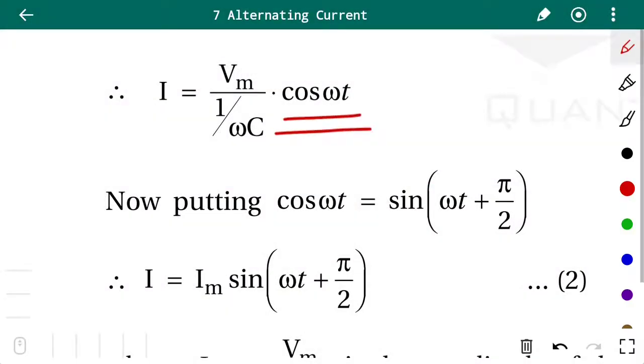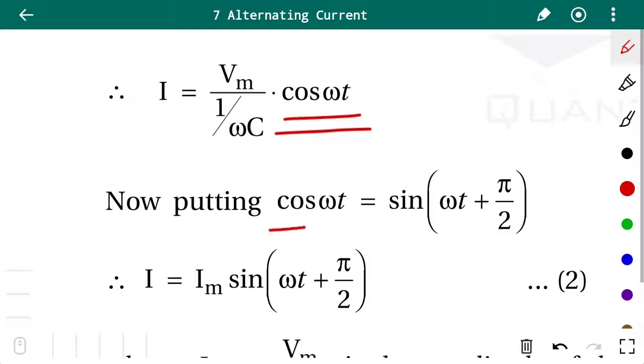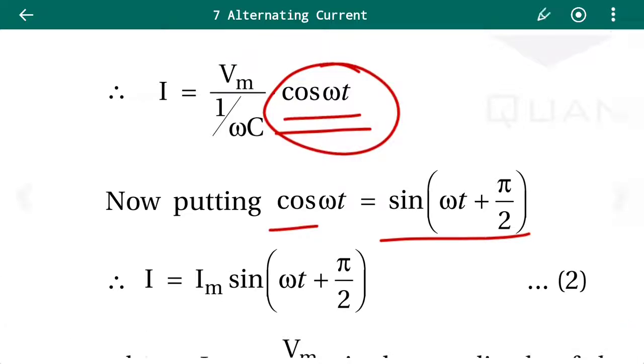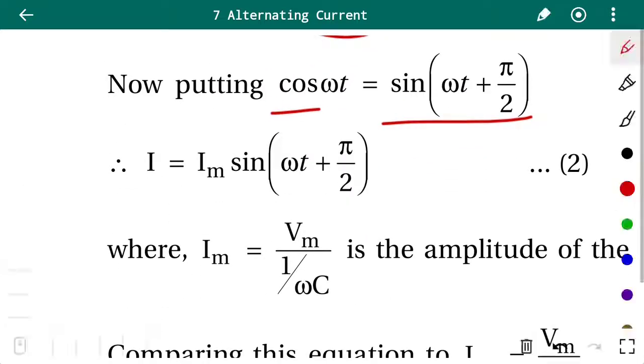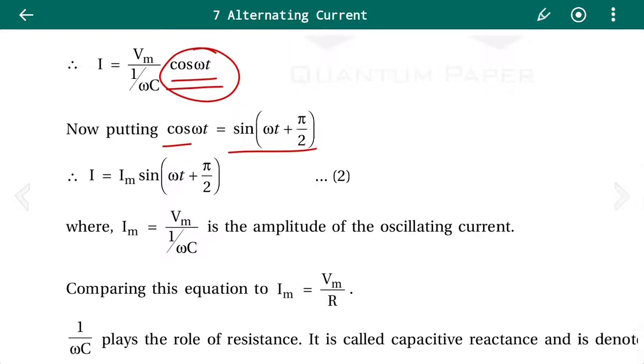Writing the cos term in terms of sin omega t, we know that cos theta equals sin theta plus 90 degrees. Here, instead of theta we have omega t, so cos omega t equals sin omega t plus pi by 2. So these equations can be rewritten as I equals Im sin omega t plus pi by 2, where Im equals Vm upon 1 by omega c. It is the amplitude of the oscillating current.